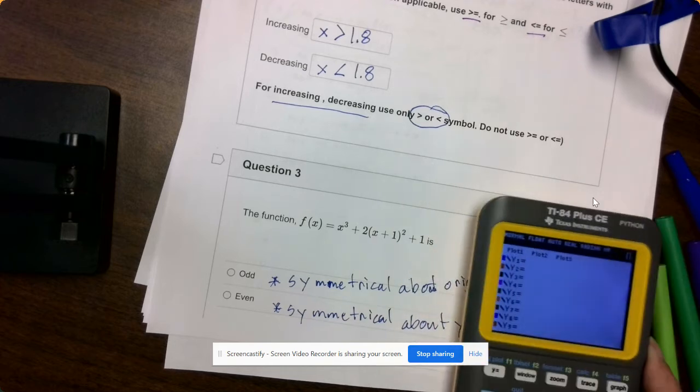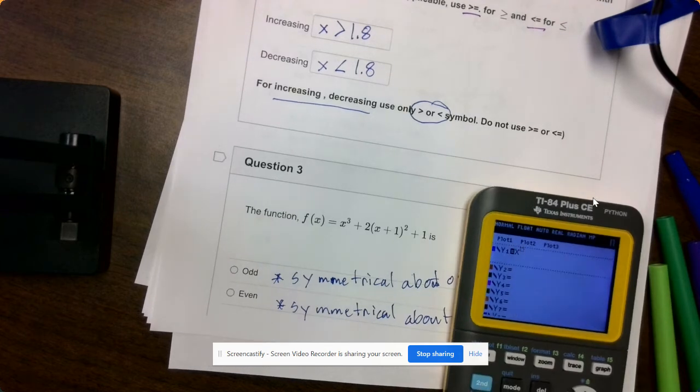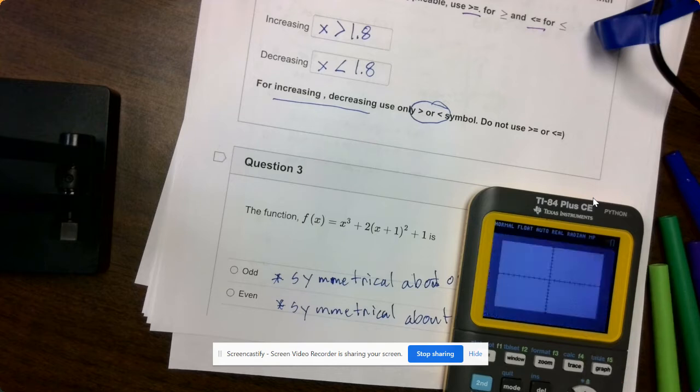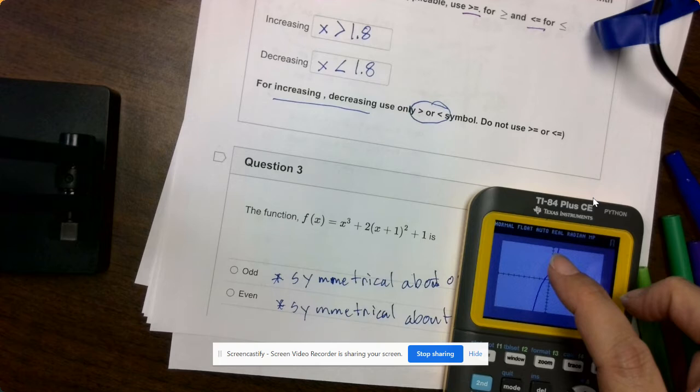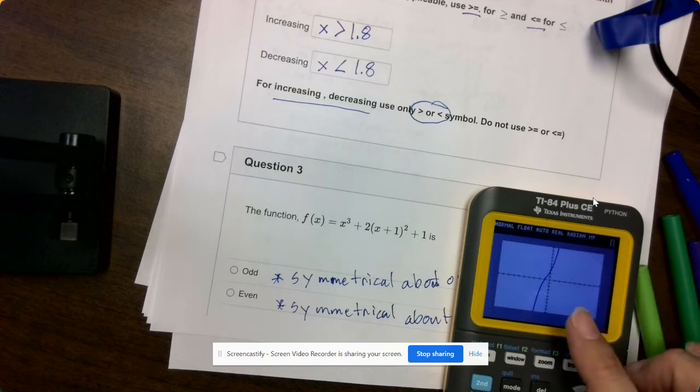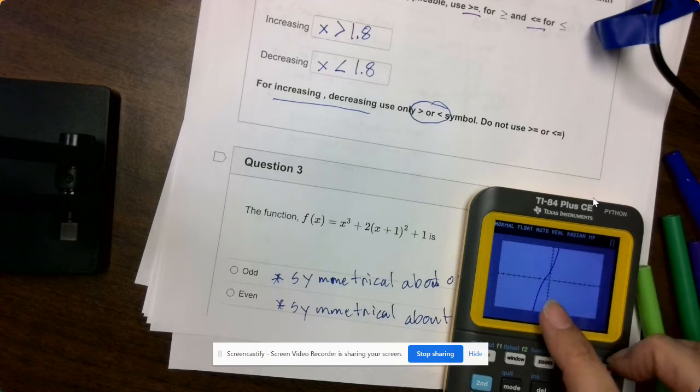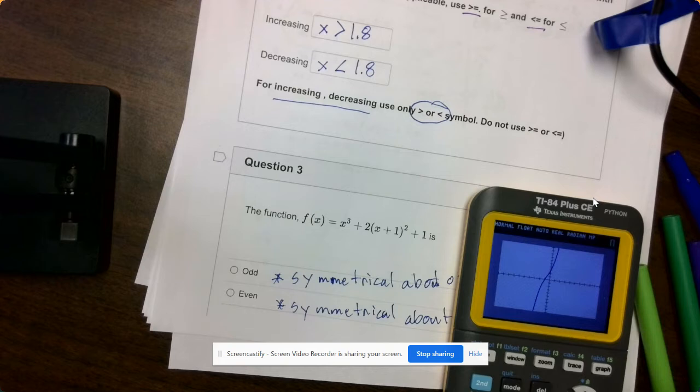So then I can put it in: x raised to the third power, plus 2, parentheses, x plus 1, parentheses, squared, plus 1, and then I graph it. Okay, if you look at it, everybody, this part right here is wider than this part up here. That's narrower. So that means it's not symmetrical around the y-axis, and it's not symmetrical about the origin either. So it is actually neither.